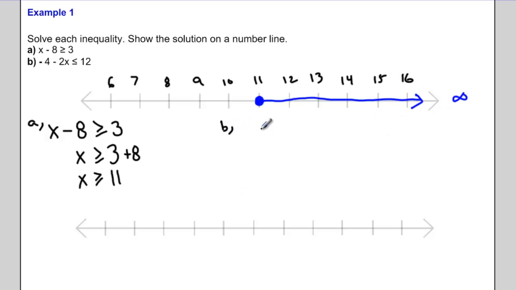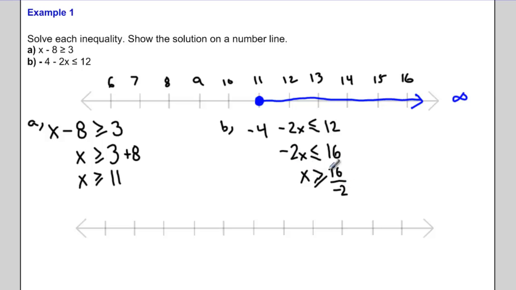Let's try B. Negative 4 minus 2x is less than or equal to 12. So same method, we solve this algebraically, which means bringing the negative 4 over to the other side of the inequality. It becomes plus 4. We gather those terms together. So negative 2x is less than or equal to 16. And here's the only difference really between solving equalities and inequalities. When I divide both sides by negative 2, so 16 divided by negative 2, I switch the direction of the inequality.